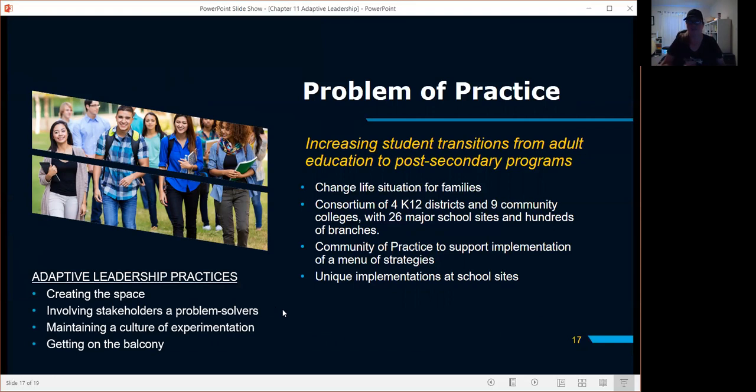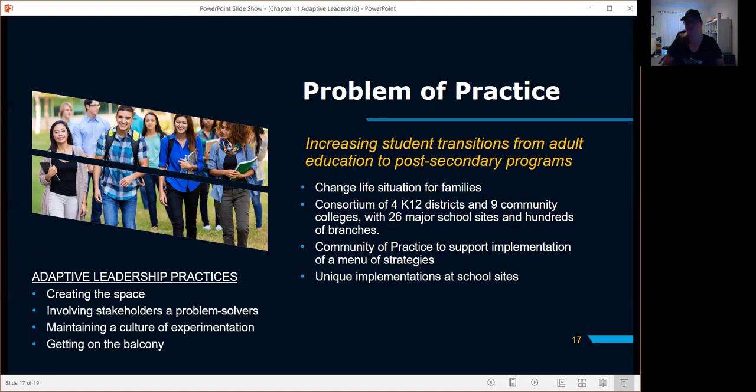The adaptive leadership practice at play right now is making sure that we create that space where we can bring all these different stakeholders together, from different areas, for different reasons, and in different scenarios with where their schools are in relation to colleges. We're creating a space where everybody can create and learn, making sure that we have all of our stakeholders there.